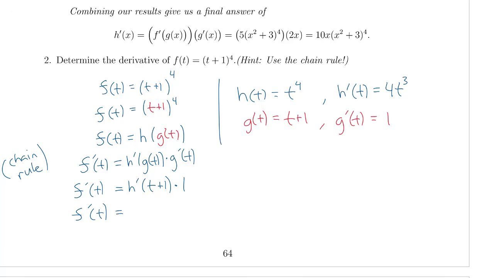Lastly, we just need to evaluate h prime at the quantity t plus 1. So what does h prime do to its input? Its input is t, and so it raises t to the third power and multiplies by 4. So to write that down, this is the structure of h prime. And the input is not t, but t plus 1, so we should put t plus 1 in there. And times 1 doesn't change anything, so this is our final answer.